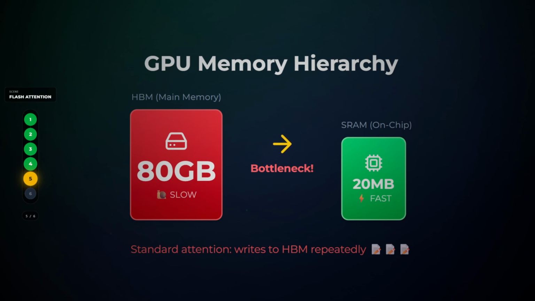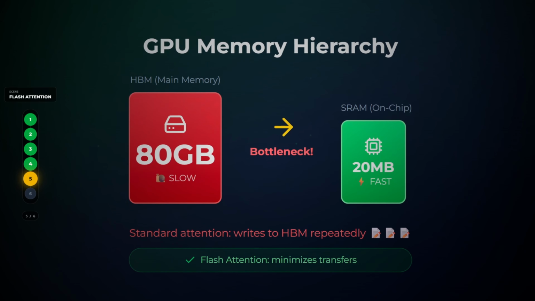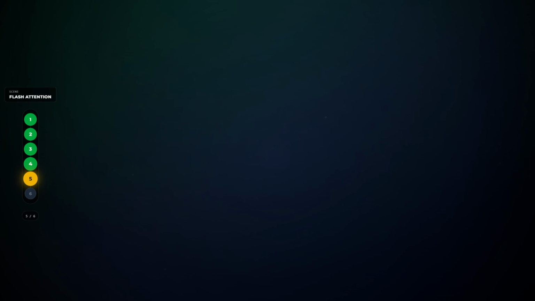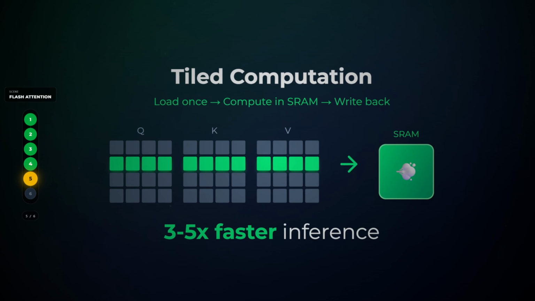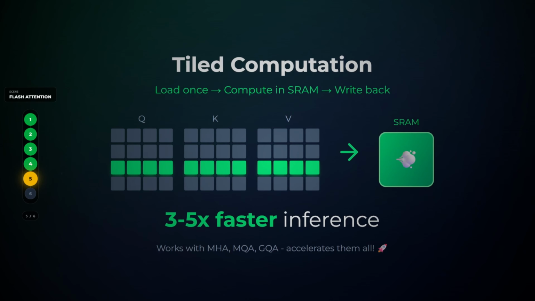Flash attention rewrites the algorithm to minimize memory transfers. It loads Q, K, V in tiles, computes attention in SRAM, and writes back once. The math is identical, the result is exact, but it's 3 to 5 times faster. Flash attention works with any attention type: MHA, MQA, GQA. It's why 128K context windows are now practical.